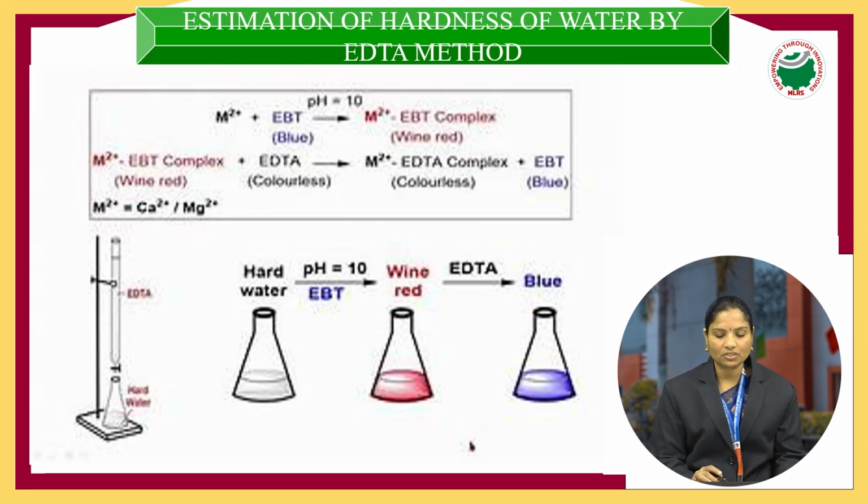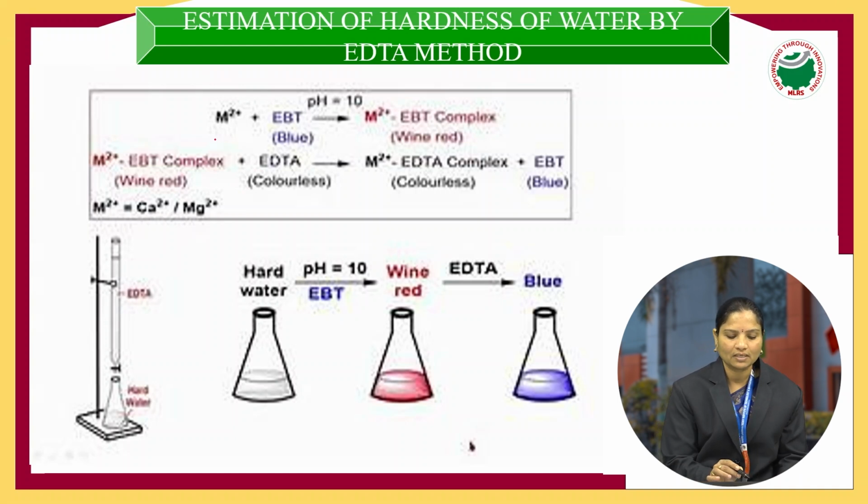Now, estimation of hardness of water by EDTA. First, the metal ions: which metal ions are present? Calcium or magnesium ions, present in our hard water. What is the basic principle involved in this EDTA method? These calcium or magnesium ions interact with the EBT indicator, Eriochrome Black T indicator.